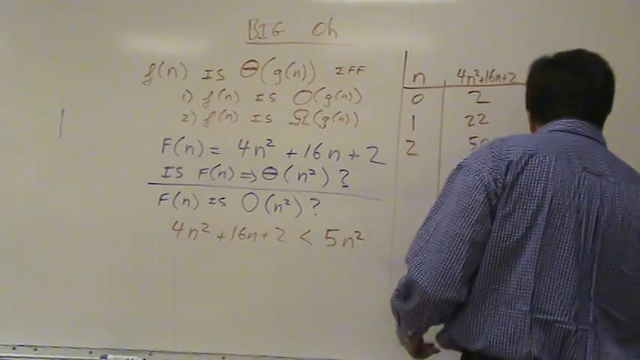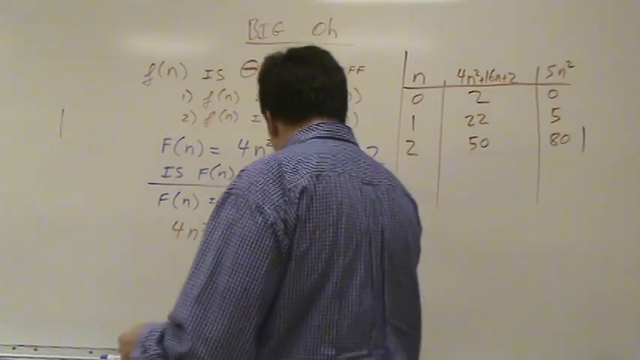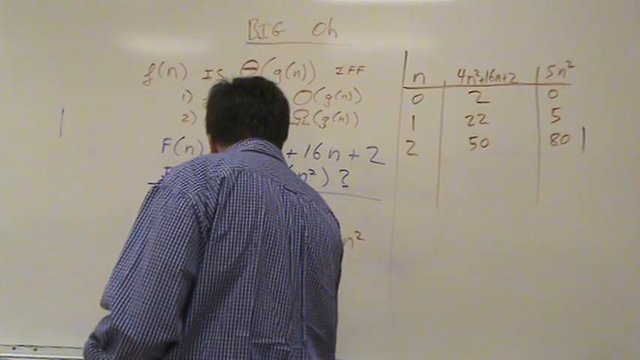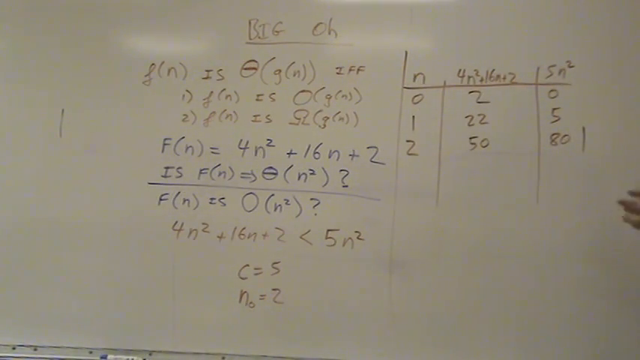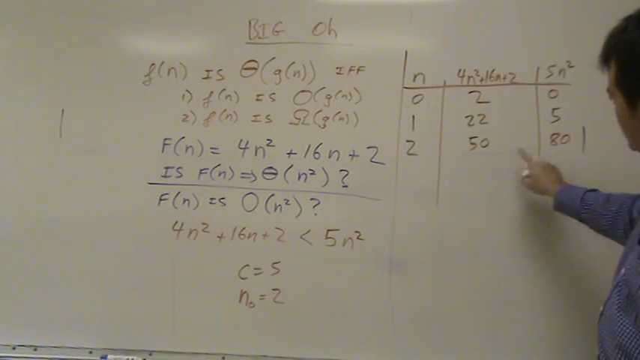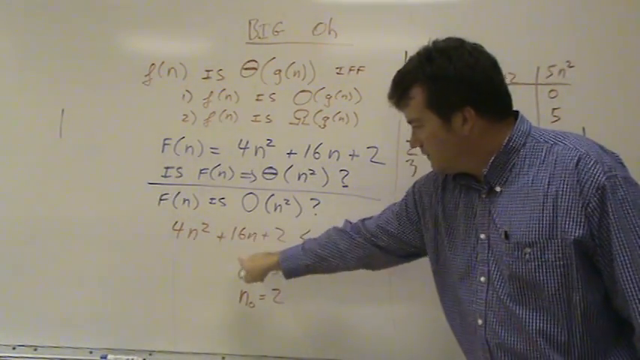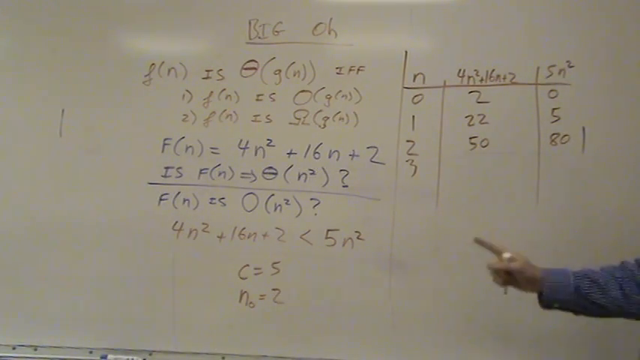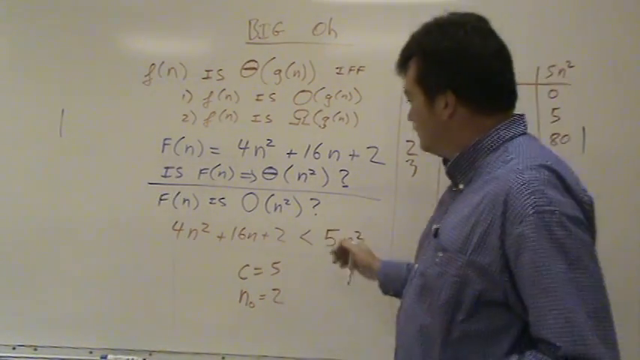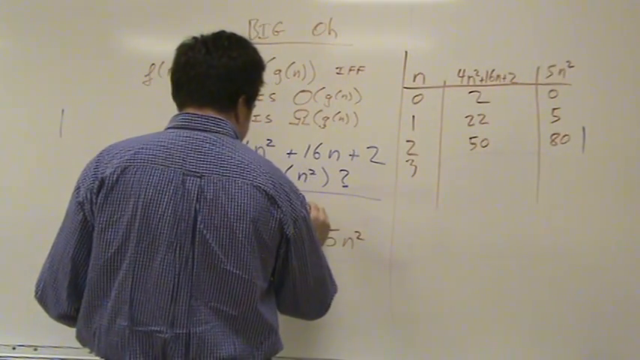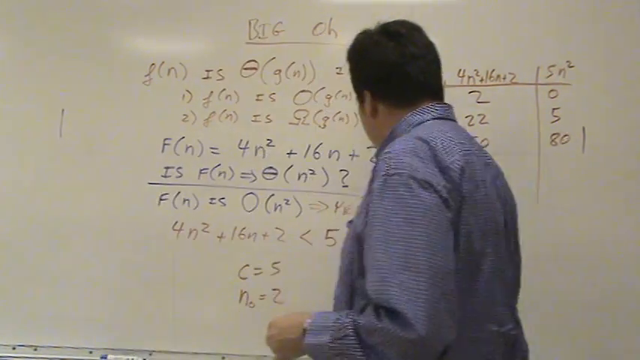So it looks like from this, if we choose a constant of 5 and n naught of 2, assuming I did the math right, from this point on, all other values of n, this is going to get bigger than this. So from 2 onward, this statement, f of n is big O of n squared, becomes true. And therefore the answer to this comes out to be yes. So this becomes yes. Okay.